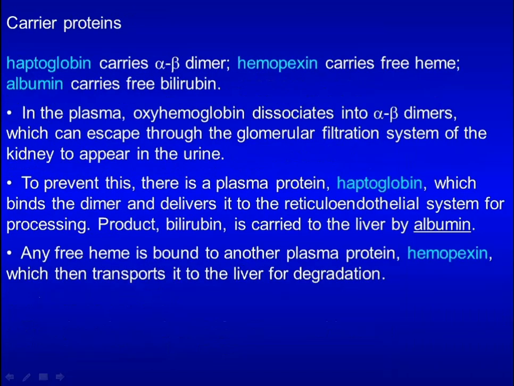There are three carrier proteins. One is haptoglobin that carries alpha-beta dimer of hemoglobin. Hemopexin carries free heme. Albumin carries free bilirubin. Here I need to mention haptoglobin. In the plasma, hemoglobin dissociates into alpha-beta dimers, which can escape through the glomerular filtration system of the kidney to appear in the urine. To prevent this, haptoglobin binds the dimer and delivers to the macrophages for degradation.